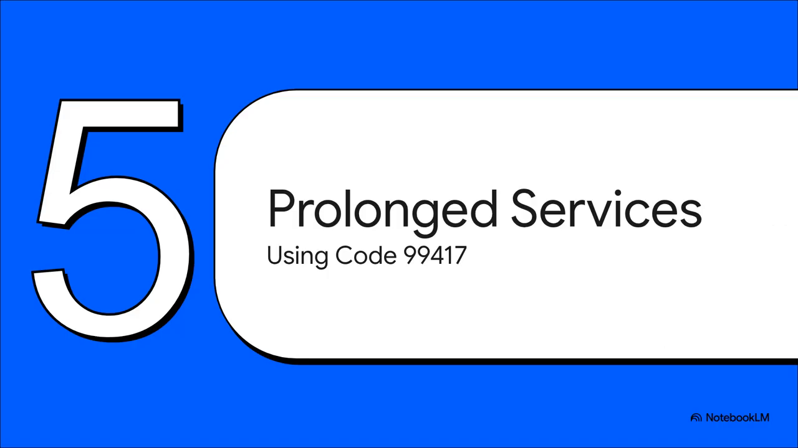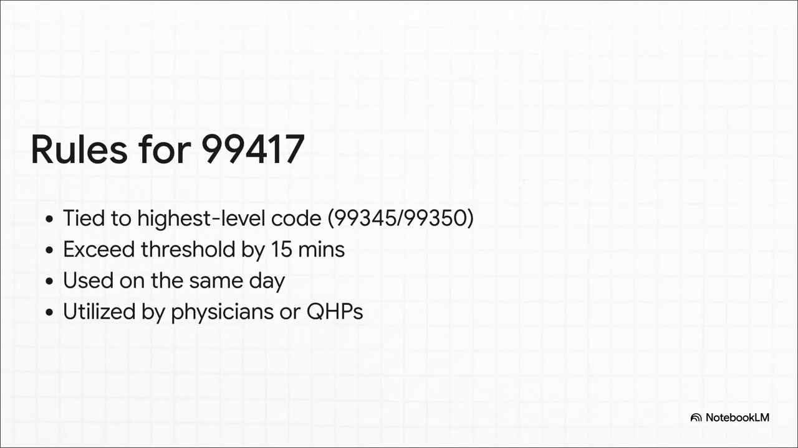Finally, Section 5, Billing Prolonged Services. Let's look at how to use code 99417. Let's talk about those crazy edge cases where the encounter just stretches way beyond our highest level codes. To use the add-on code 99417, you have to meet some really strict criteria. First off, it has to be tied to the absolute highest level base code. So for home services, that's going to be 99345 for a new patient or 99350 for established. Second, the total time has to exceed that base code's threshold by at least 15 minutes.